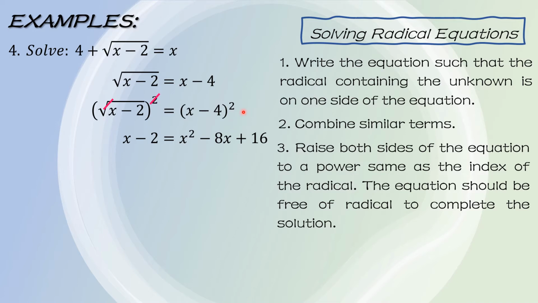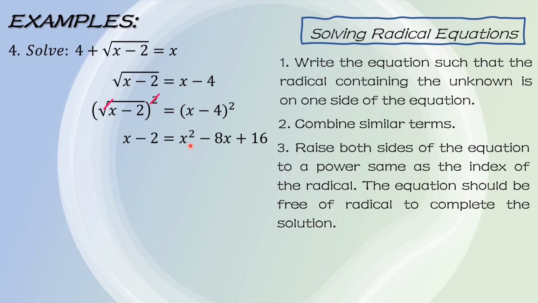Next is, imumultiply natin yung 2 sa negative 4 at sa x. Kaya naging 2 times negative 4 is negative 8 times x, that is negative 8x. And then, i-square naman natin yung second term, negative 4 times negative 4 is positive 16. Next, kailangan natin itong ayusin in standard form.